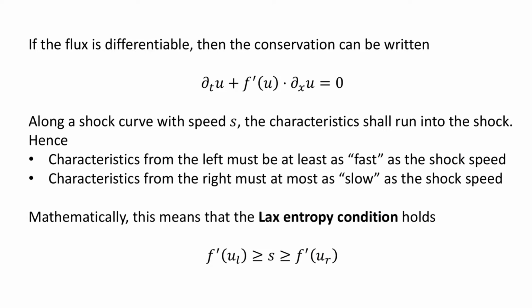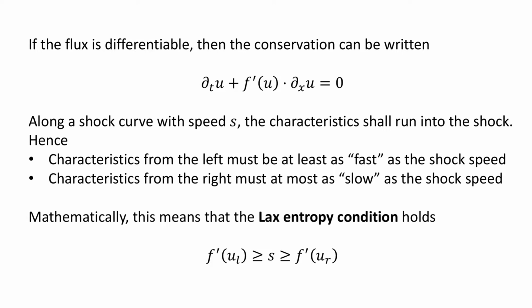Recall, if the flux is differentiable, then the conservation law can be written as the time derivative of u plus f prime of u times the x derivative of u equals 0. Now, along a shock curve with speed s, the characteristics shall run into the shock. Consequently, characteristics from the left must be at least as fast as the shock speed, and characteristics from the right must be at most as slow as the shock speed.